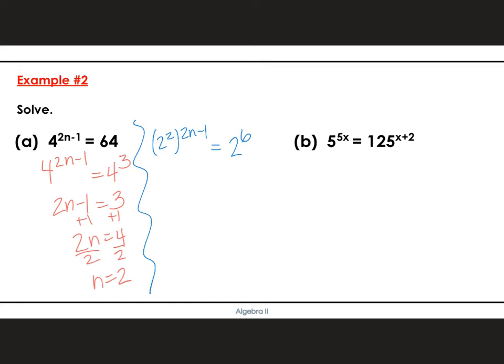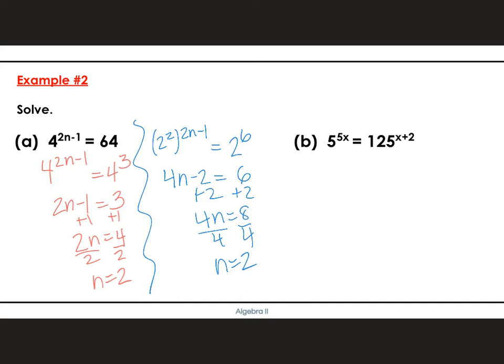I have to multiply. I'm going to get 4n minus 2 is equal to 6. Add 2 to both sides. So 4n is equal to 8. Divide both sides by 4. So n is equal to 2. Well, isn't that awesome? I got the exact same thing. So it doesn't matter what your base is as long as your base on the left and your base on the right are the same. So you just have to make sure that they are the same and then you're good.